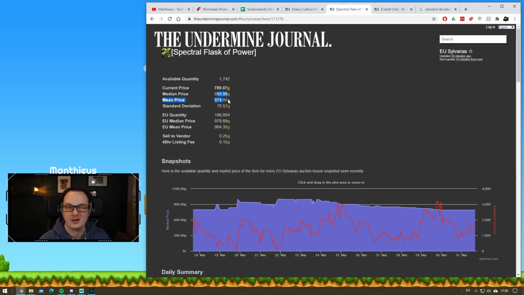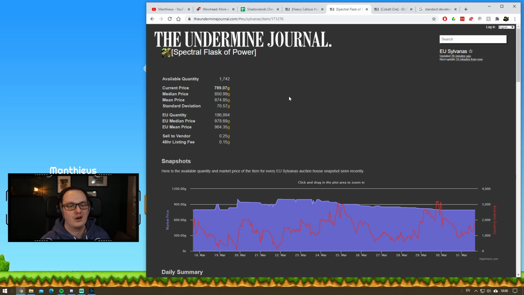This is probably because I'm doing this on a Wednesday. Wednesday's reset day, everybody's trying to list them. But with these two numbers being quite close together, you can say that that's a fair average market price for this item, and the standard deviation is not too great either. This is good. This means that the market is relatively stable. You know that these prices are actually quite close to the market value.